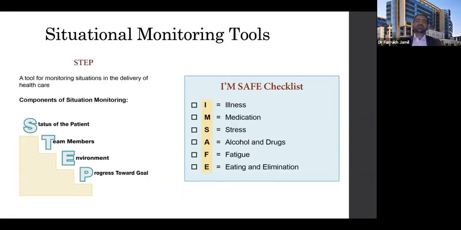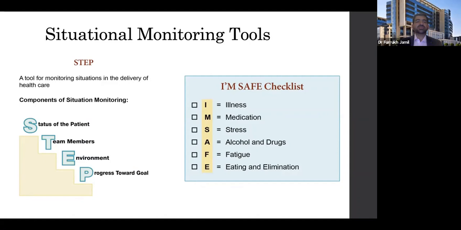How can we integrate situational awareness? So here we are. The TeamSTEPPS model suggests some tools. They have introduced the STEP tool and the I'M SAFE checklist tool, which kind of cover situational monitoring. And you can integrate these tools into your simulations, or you can just plan the simulation.